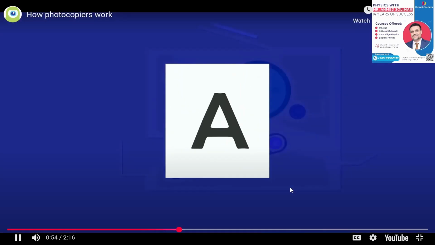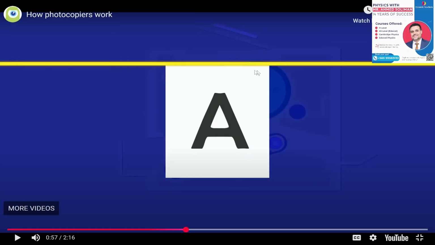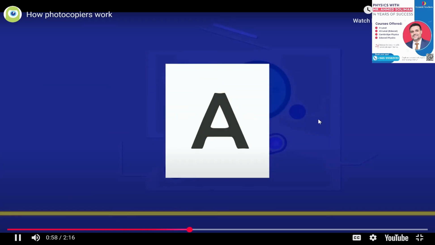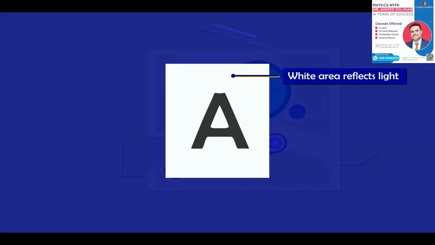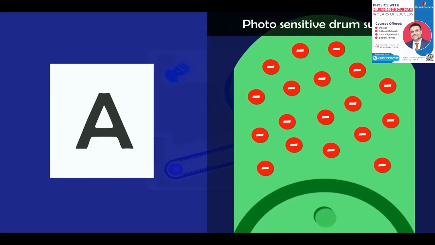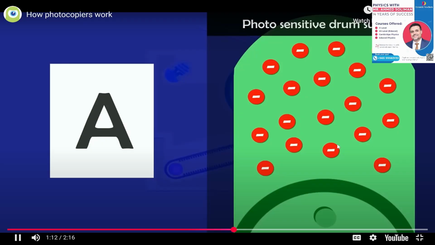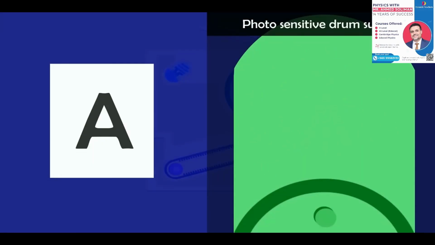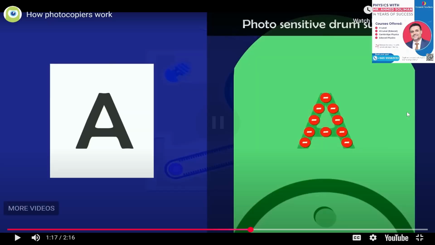Now have a look at the document we wanted to copy. When a beam of light was scanned across the document, light got reflected from the white areas, whereas the printed letters, being black, did not reflect any light. When this reflected light falls on the photosensitive drum, the areas of the photoconductor which were exposed to light become conductive and get discharged, whereas the area of the drum which was not exposed keeps its charge. So as you see, all electrons move away from the light, and for the dark, there are electrons.